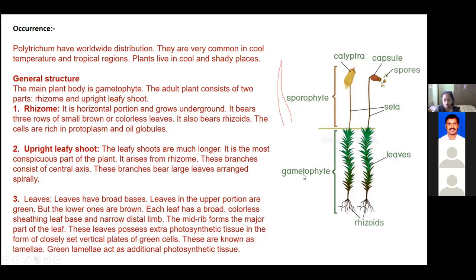Now we'll go to the internal structure. So this is regarding the external part of the gametophyte. And one more point, let me continue here with this cluster. The cluster of leaves on the top of the central main axis, the main reason for that is, in this cluster, you can see the accommodation of the sexual organs.